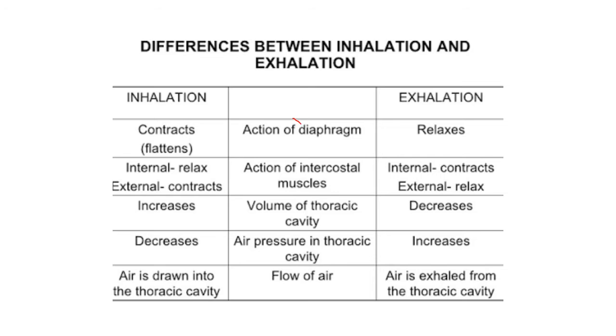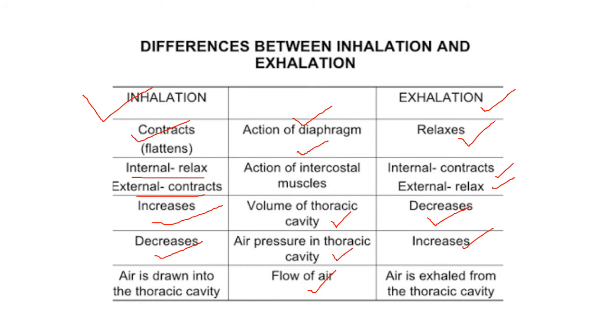So here is the difference: action of diaphragm, action of intercostal muscles, thoracic cavity, air pressure and flow of air. What occurs in inhalation and what occurs in exhalation. In the action of the diaphragm, it contracts in inhalation and relaxes in exhalation. Internal intercostal muscles relax and external contract. Here the opposite occurs. The volume of the thoracic cavity increases and it decreases. Air pressure in the thoracic cavity decreases and it increases. And air is drawn into the thoracic cavity and air is exhaled from the thoracic cavity.